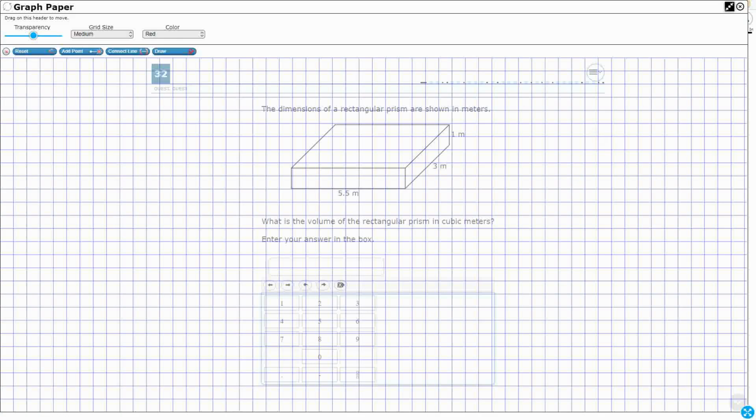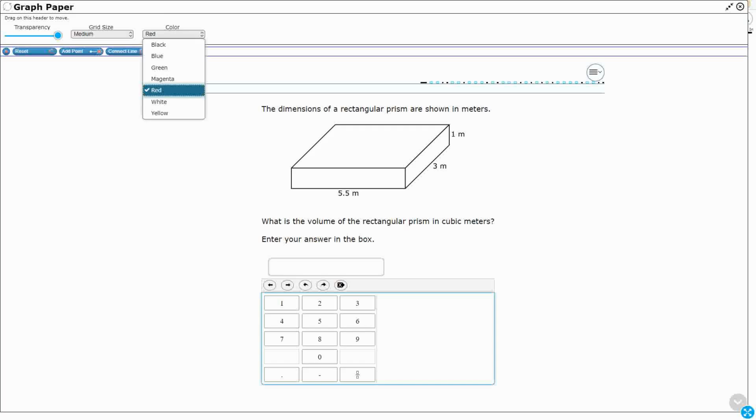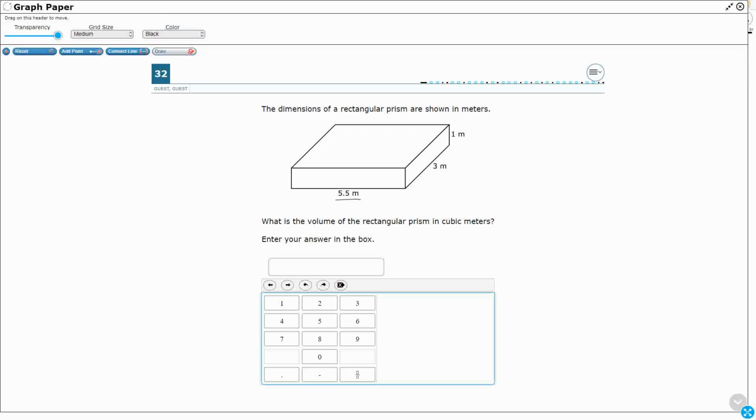First, let's solve this. We have the dimensions of a rectangular prism that are shown in meters. And then what is the volume of the rectangular prism in cubic meters? Okay, so this is how we could visualize this if we wanted to. Right, so we see our dimensions here. We've got 5.5 going this way.